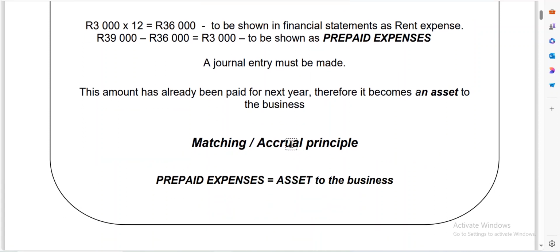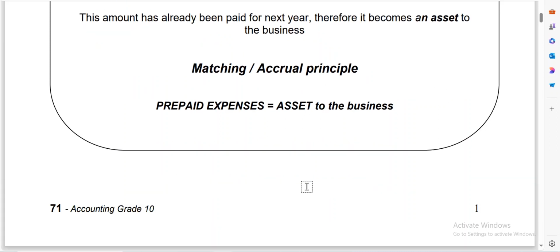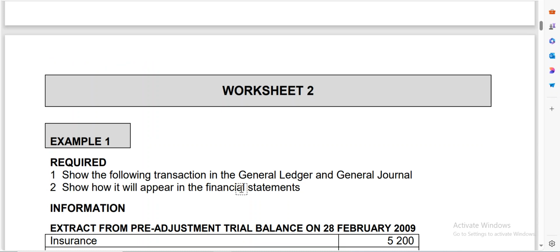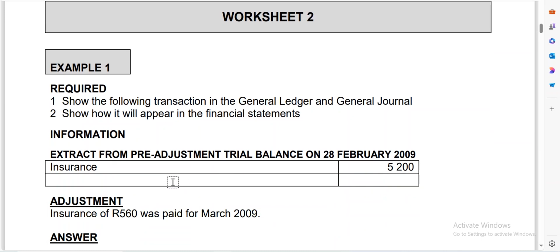Remember I said in terms of the matching principle or accrual, it talks about us making sure that expenses are aligned with the current financial year. And prepaid expense, like I said, is an asset to the business, because those people are owing you money for the expense that you have paid for in advance. Now let's look at an example so that we can know how to record this. Because here they want us to firstly show the effects in the general ledger as well as the general journal, I will start by showing this in the general journal so that it becomes easy for us to do this in the general ledger.